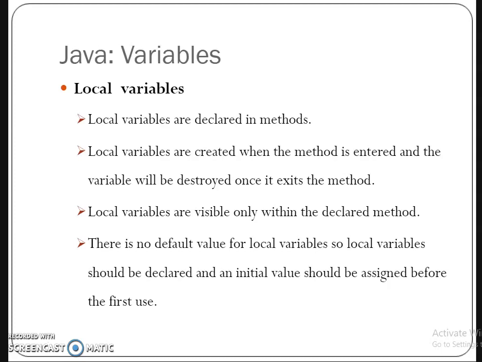There is no default value for local variables. So a local variable should be declared and an initial value should be assigned before the first use. This is one of the key points for local variables. There is no default value for the local variable. The programmer should assign a value, that is, you have to give some initial value to local variables.